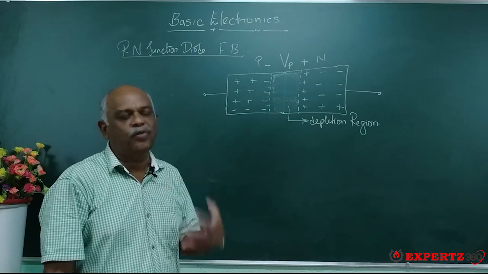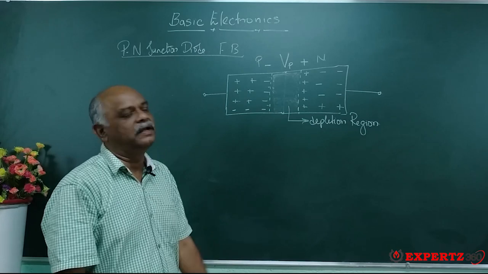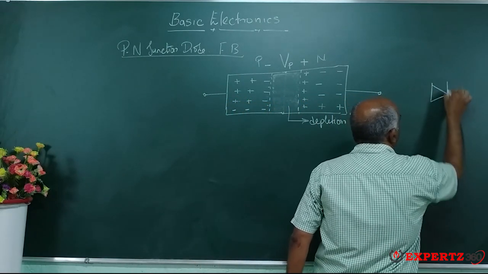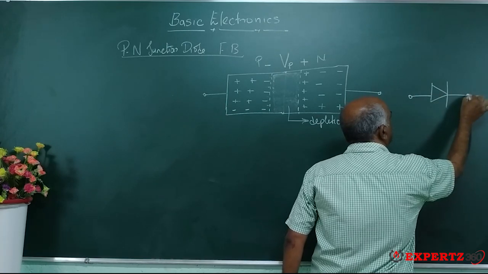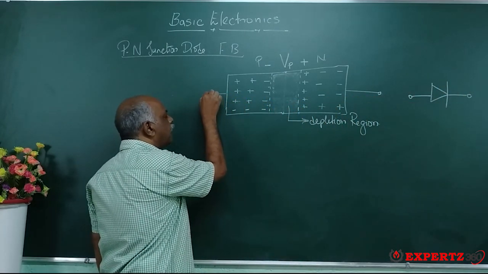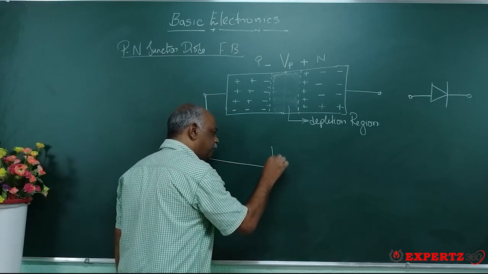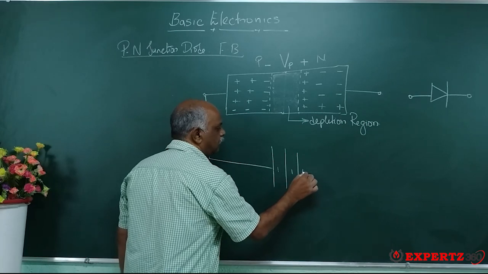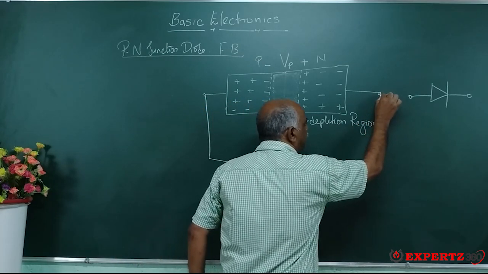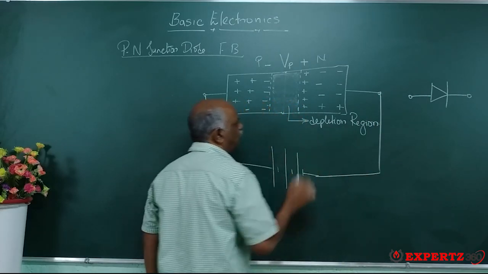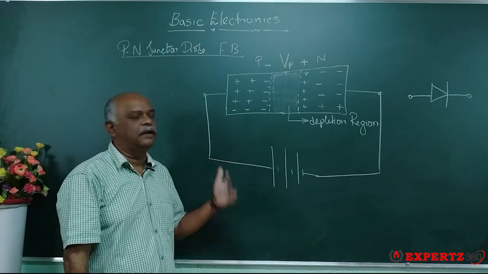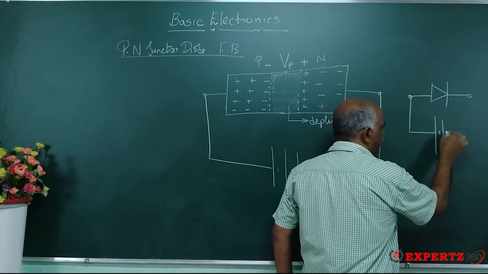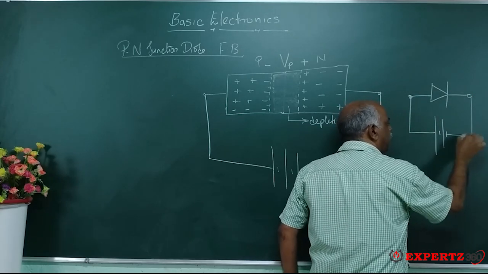Now I am going to bias this PN junction diode. I will connect a battery, the positive terminal of the battery to the P-type material, and the negative terminal of the battery to the N-type material. So this is the connection. Clear? This is a circuit diagram of what you're going to do. The P-type material is connected to the positive terminal of the battery, and the N-type material is connected to the negative terminal of the battery.